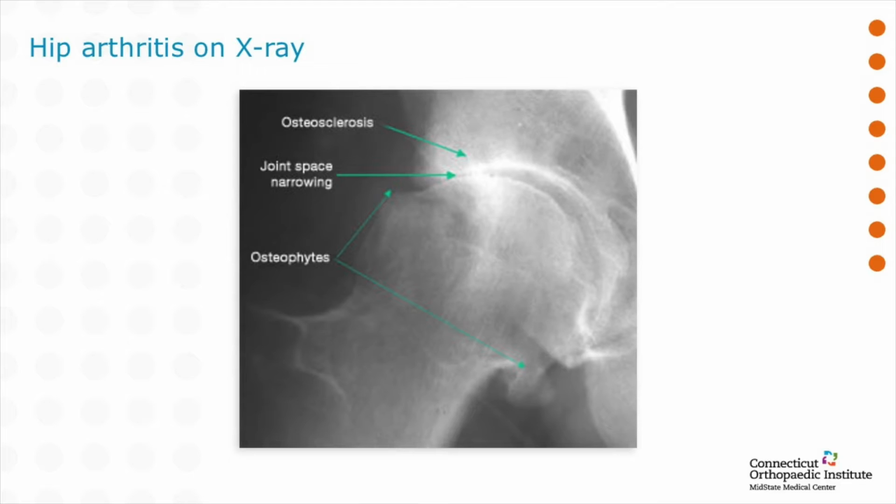Here's a more detailed view. You can again see what's labeled as osteosclerosis. That basically means thickening and hardening of the bone as a result of arthritis. You can also see big bone spurs, which are labeled as osteophytes, and the joint space narrowing that we've been talking about. Eventually, just like with knee arthritis, you can develop severe deformities and shortening.